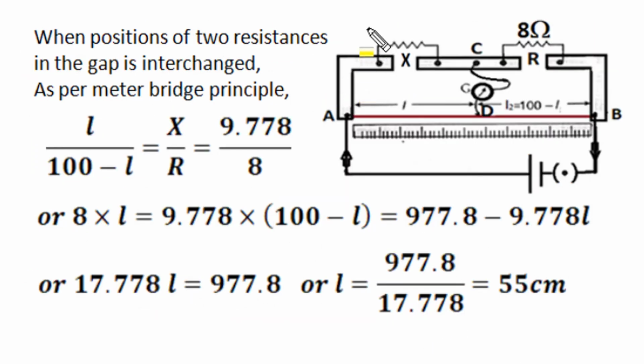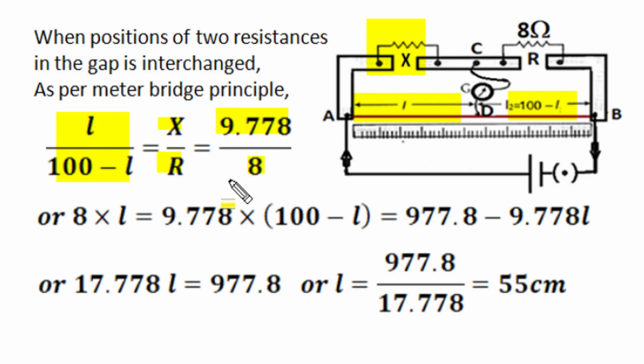Usually we place standard known resistance in left gap and unknown resistance is placed in right gap. But if the two resistances are interchanged in position, then in that case, the ratio of balance length and remaining length got the ratio of left gap resistance, which is unknown resistance, and right gap resistance, which is known resistance. Unknown resistance we have obtained as 9.778 ohm and known resistance is of 8 ohm value.